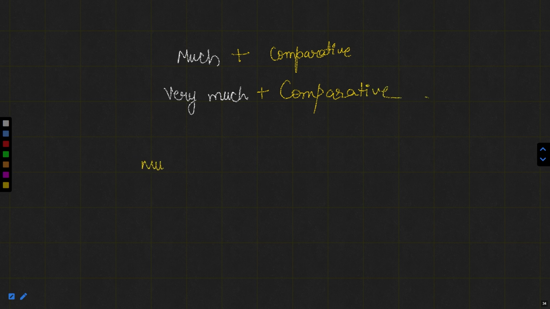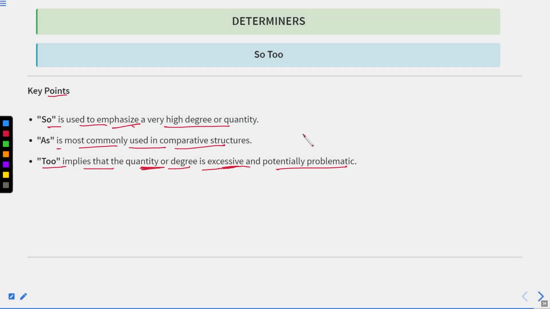Now we can say "much better." Or I can say "very much more intelligent," or "much more intelligent." This is the way I can say it. So this is how we can use these determiners.